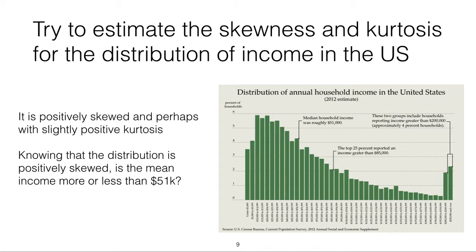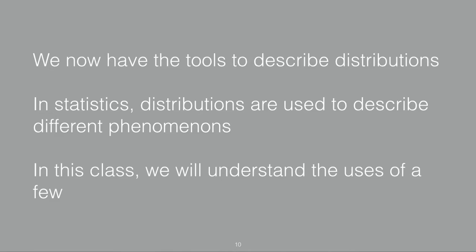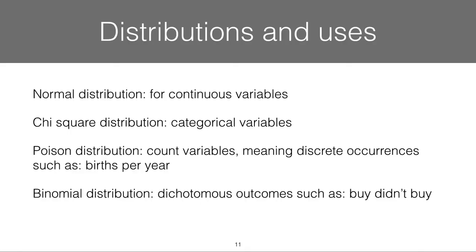Moving on. Now we have the tools to describe distributions, but distributions have names and they have purposes. So these are statistical distributions that we're talking about, and in this class, we're going to review and understand a few of them. The distributions we're going to be looking at are the normal distribution, which is meant for continuous variables; the chi-square distribution, which is meant for categorical variables; and the Poisson distribution, for count variables, meaning discrete occurrences, such as births per year.